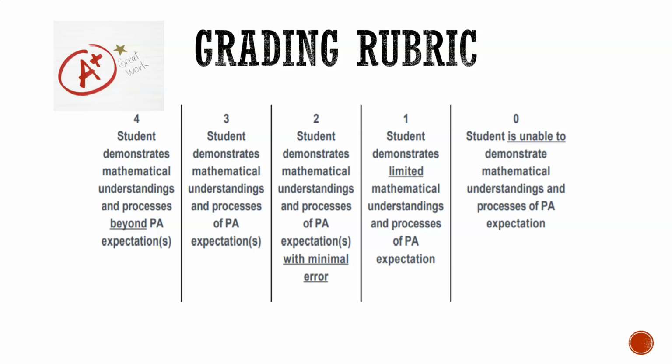Student demonstrates mathematical understandings and processes of performance assessment expectations with minimal error. 1, student demonstrates limited mathematical understandings of processes of performance assessment expectations. Or a 0, student is unable to demonstrate mathematical understandings and processes of performance assessment expectations. So your goal is to try to get a 4 on all 3 questions and each part of each question.